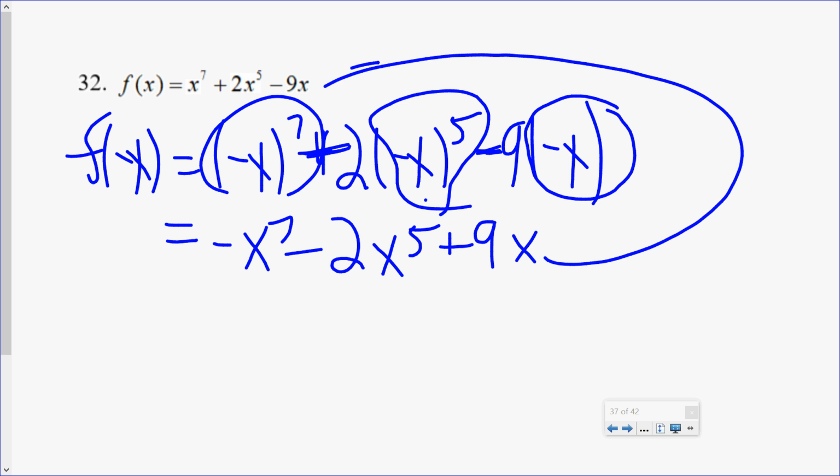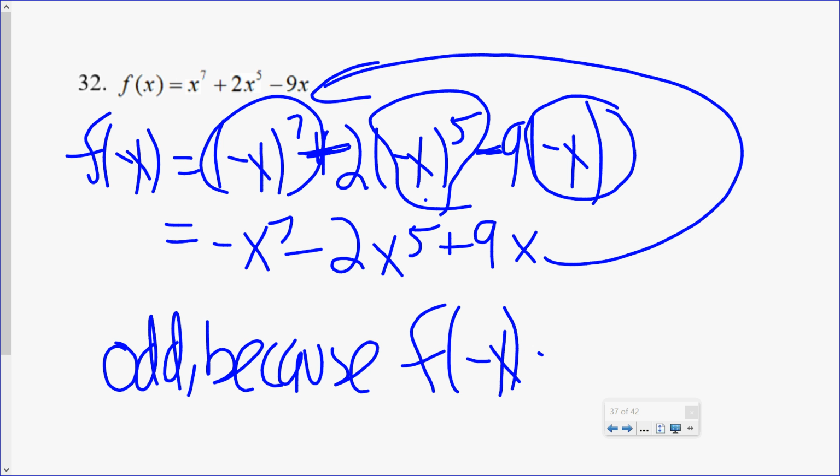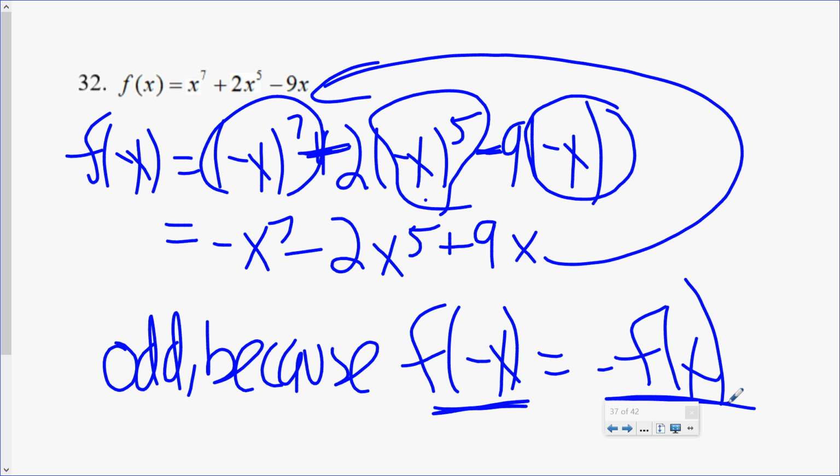Compare this to the original. Are the signs exactly the same? No. Are all the signs different? Yes. So it's odd because f of negative x equals negative f of x. That means when I sub in negative x, all the signs change.